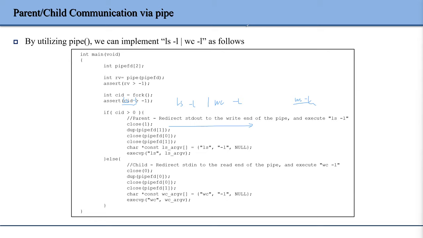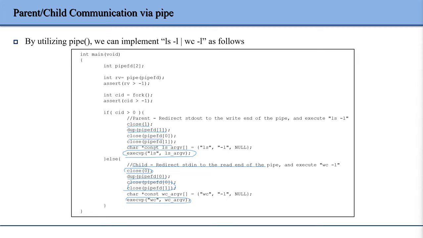So this is the code for the implementation, just as I showed you before. Like we first close file descriptor one for the parent, and then we dup the pipe FD1 and also close the two pipe FDs and then invoke. And after that, for the child, we first close zero and also dup and close the pipe FDs and execute vp. And after that, such a pipe could deliver data, and we have achieved our goal.